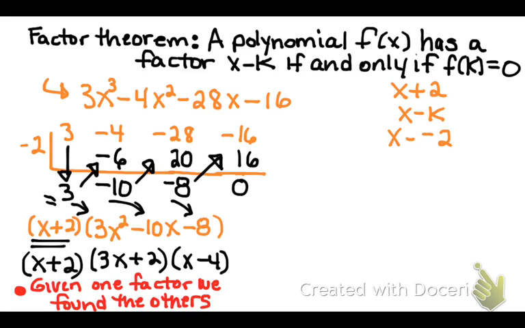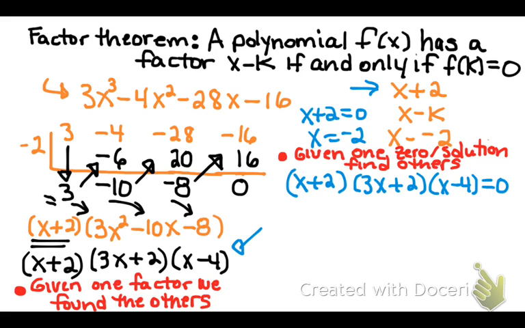We could have been told that one zero or one solution of the polynomial is x equals -2, and we can see that here. X plus 2 equals 0, x equals -2. Again, we'd use division to get to this point, and then apply the zero product property and solve for our other zeros.